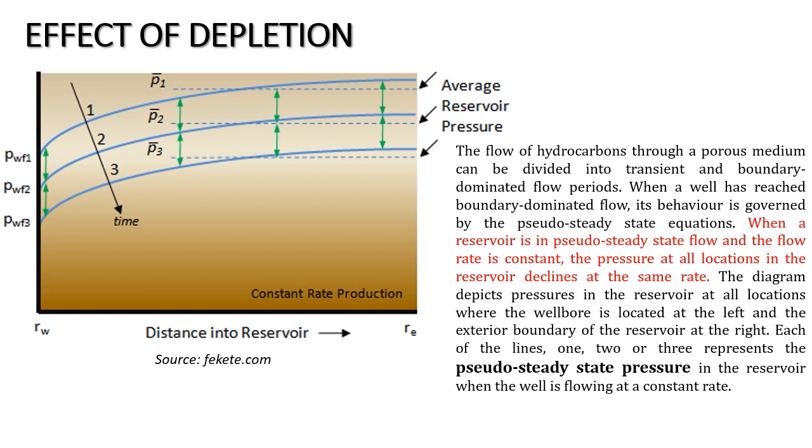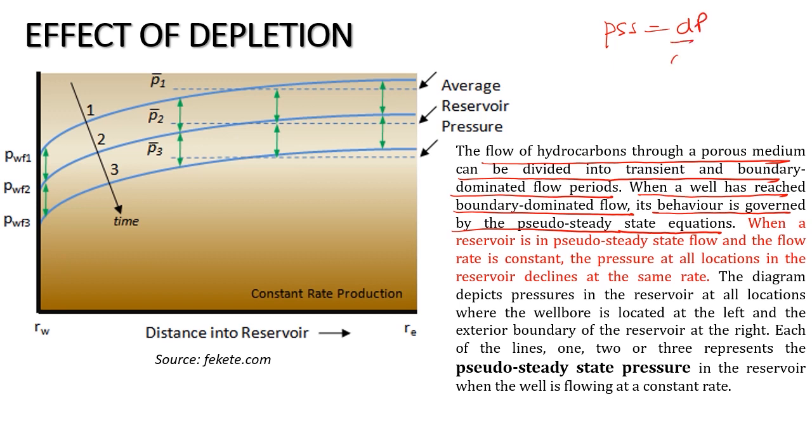Coming to the effect of depletion, the flow of hydrocarbons through a porous media can be divided into transient and boundary dominated flow periods. We have already discussed this. When a well has reached the boundary dominated flow, its behavior is governed by the pseudo steady state equations. Again, for the pseudo steady state equation, my dp by dt equals constant. When the reservoir is in pseudo steady state flow and the flow rate is constant, the pressure at all the locations in the reservoir declines at the same rate.